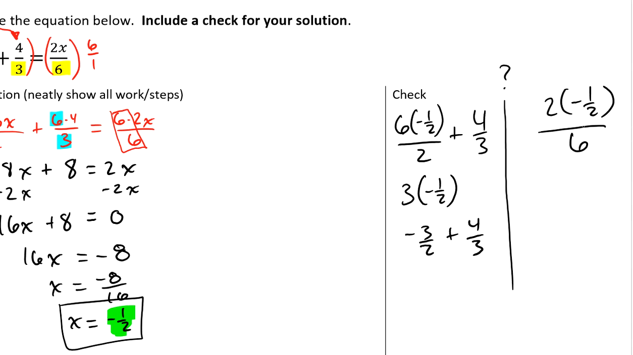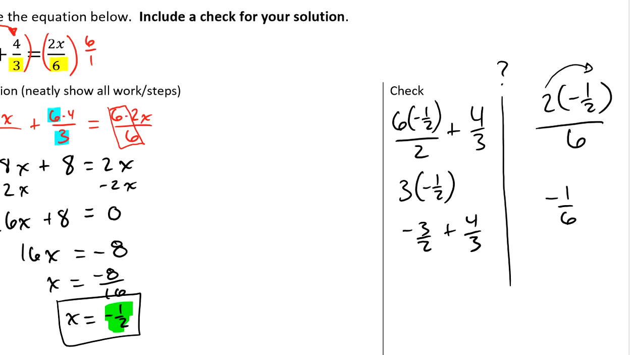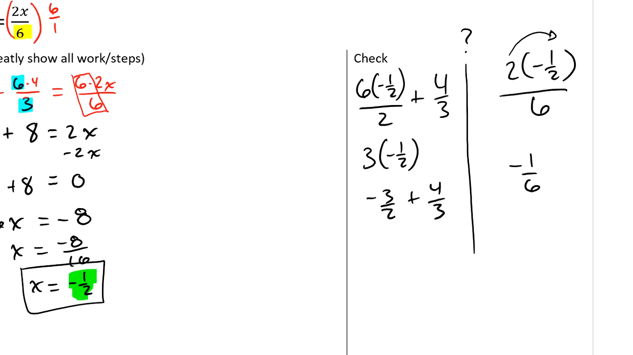Yuck. Well, if I multiply that numerator times 2, if I multiply this 2 times the negative 1/2, this becomes a negative 1. So I end up getting negative 1/6 here. So the question is, is negative 3/2 plus 4/3 really the number negative 1/6? And you can grab a calculator if you want to check this, but I'm going to go old school.